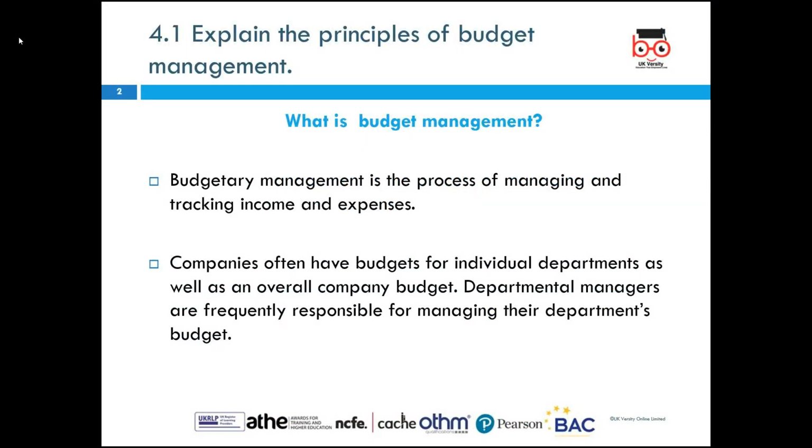So when we're talking about 4.1, explain the principles of budget management, we just want to know what budget management is. Budget management is a process where you've got a certain amount of money, and then you've got to manage it, you've got to track it, you've got to see what your income is and what your expenses are, and then try and manage that to cover a certain period of time. So you might get a budget, for example, that will cover you for 6 months. So you've got to make sure that that amount of money lasts the whole 6 months. It could be for things like staff pay, it could be for getting new equipment or new resources, medication and all that. So that's what you've got to be doing.